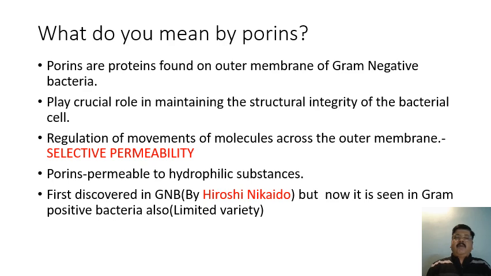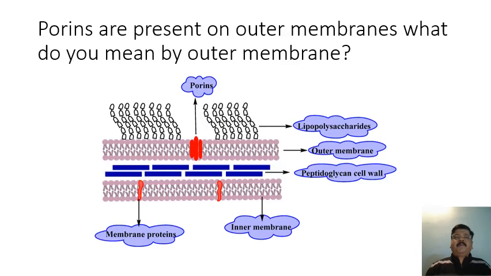These are permeable to hydrophilic substances and were first discovered by Hiroshi Nikaido in gram-negative bacilli. Now it has been seen also in gram-positive bacteria, but it has limited variety. So porins are present on the outer membranes.